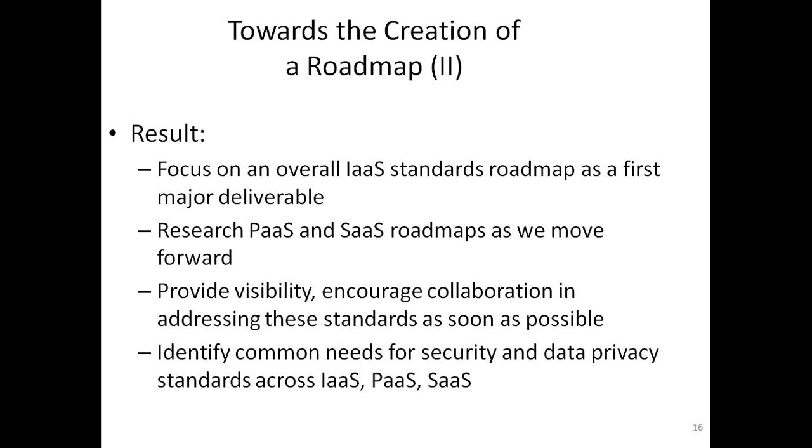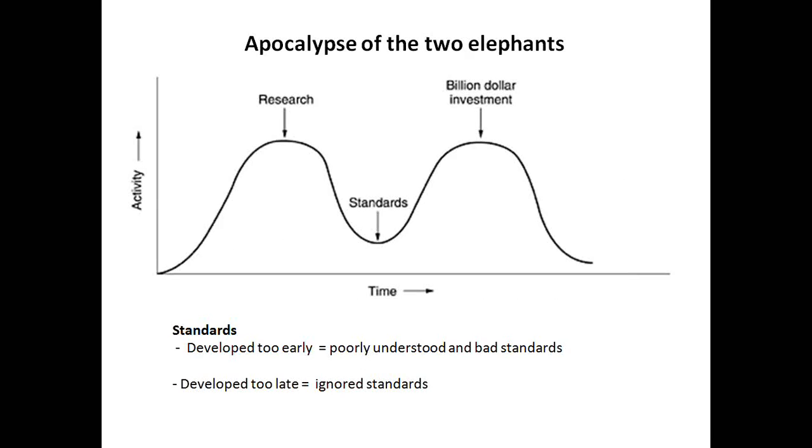I would like to emphasize this point with this diagram, which shows what is called the apocalypse of two elephants. This talks about the standards of any new technology. The time at which a standard is established is absolutely critical to its success. David Clark of MIT has a theory of standards that he calls the apocalypse of two elephants. This is illustrated here. It shows the amount of activity surrounding a new subject like cloud computing.